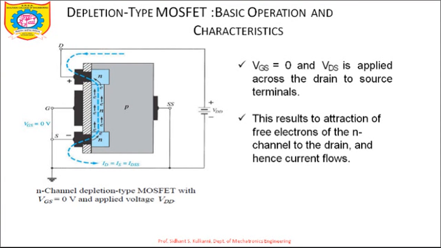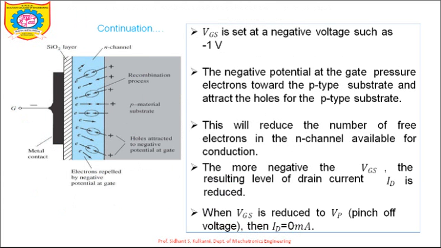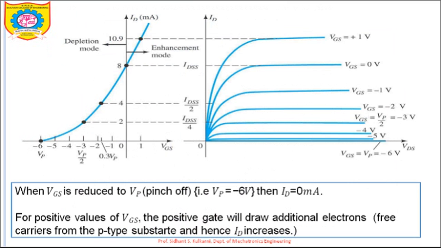Welcome back, students. In the previous lecture we discussed the depletion type of a MOSFET, its basic operation and characteristics. Today we'll see the characteristics of VGS versus ID. These are also very important characteristics that one should understand before studying the depletion type of a MOSFET.